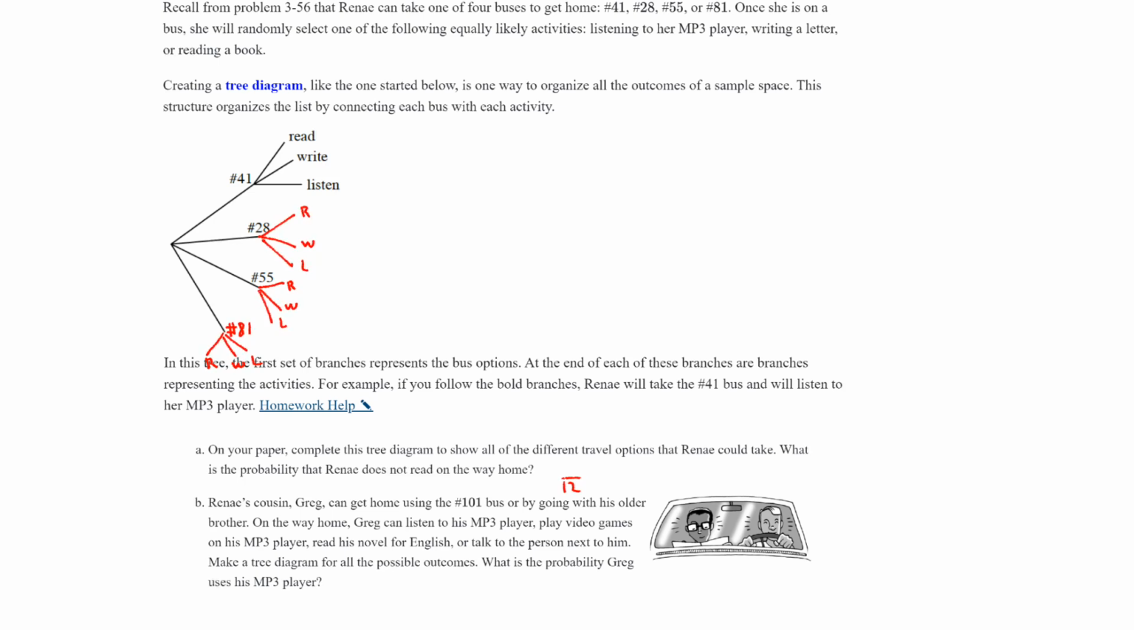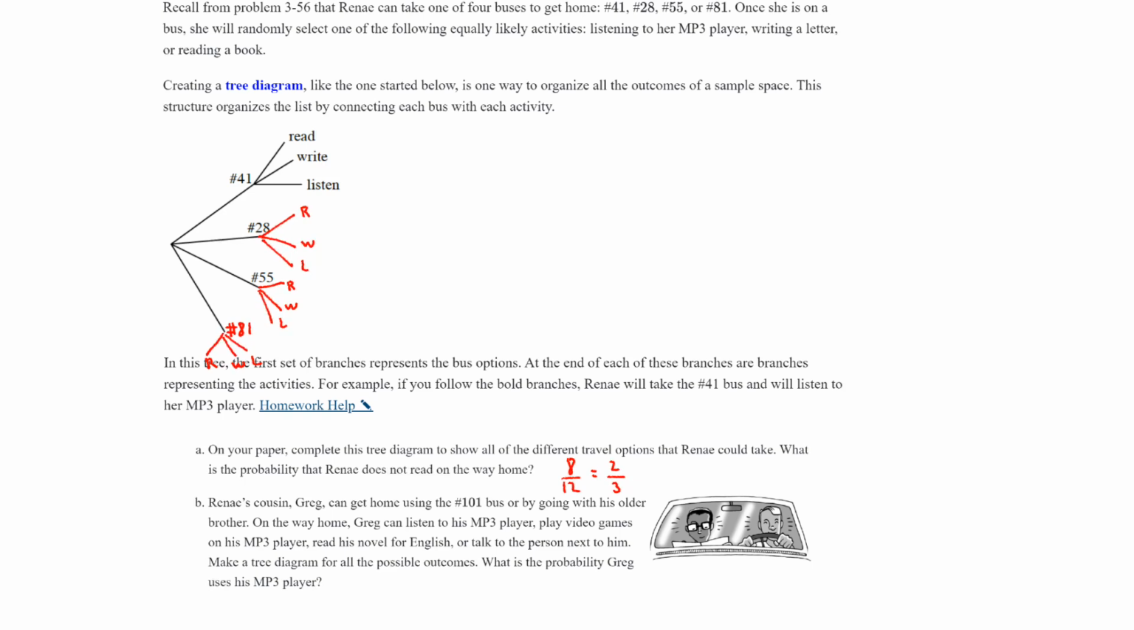What is the probability that she does not read on the way home? So what do we have here? Where is she not reading? Writing, listening, writing, listening, writing, listening, writing, listening. So 2, 4, 6, 8 out of 12 possibilities. So 8 out of 12, which we could reduce by a factor of 4, and that would be 2/3 of a probability.